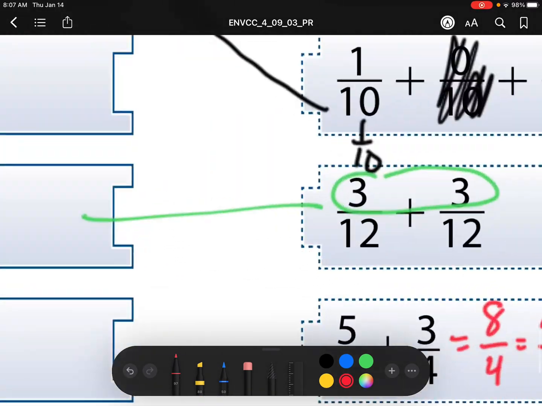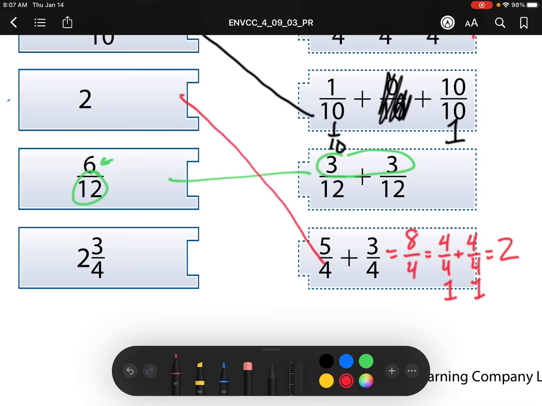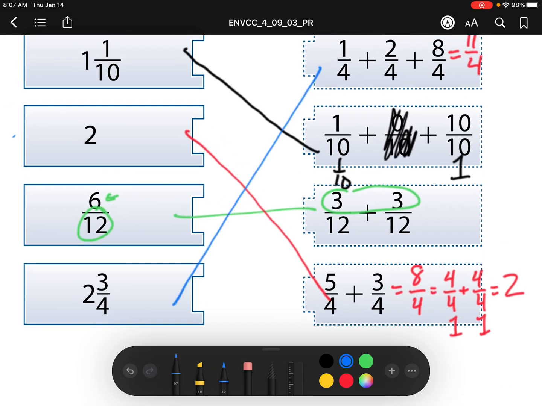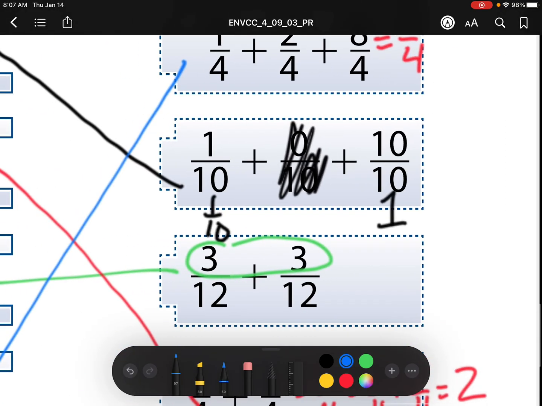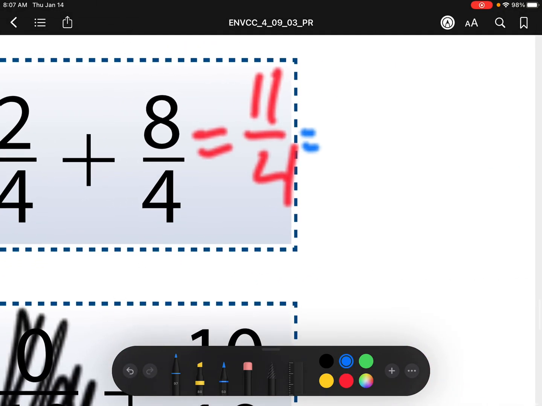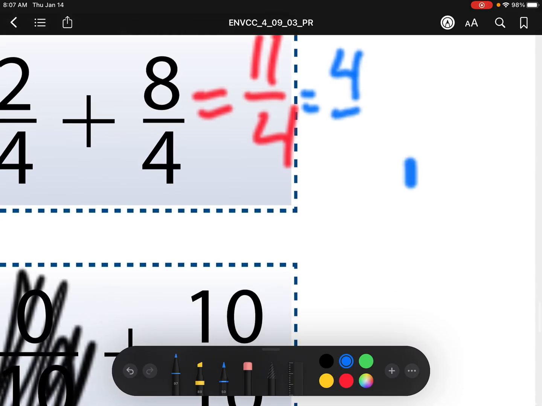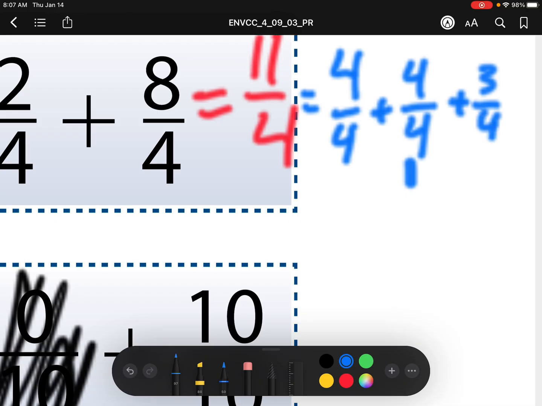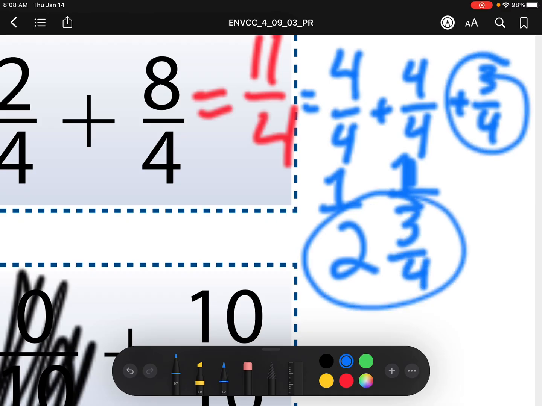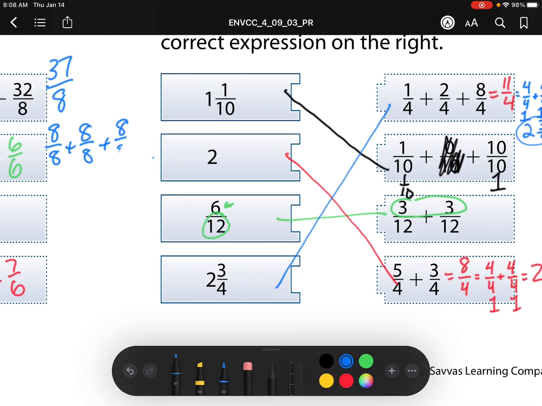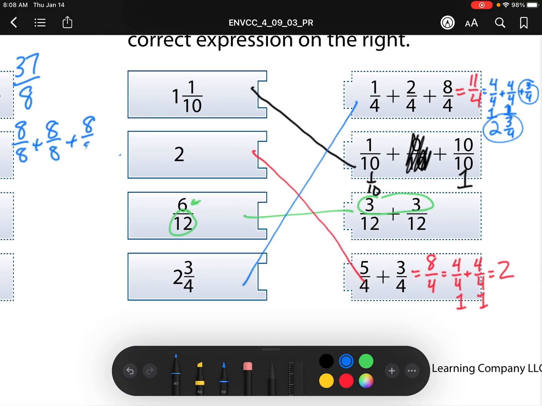And look, that does match one of our answers, which means this last one goes with this top, but let's just check it. So I have 11/4, so I need to pull out some wholes. So that is 4/4 plus 4/4. And then what do I have left? Well, I've taken 8 out and I start with 11, so I only have 3/4 left. So now I have 1 whole, 2 wholes, so I have 2 wholes and 3/4 left over. So let's see, is that what our matching pair was supposed to be? Yes, it was. So that is how you add fractions and change them from improper to mixed numbers.